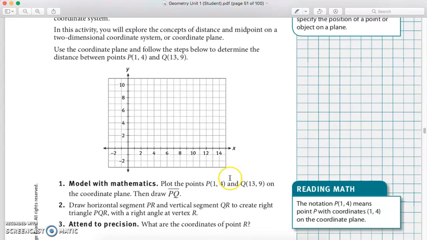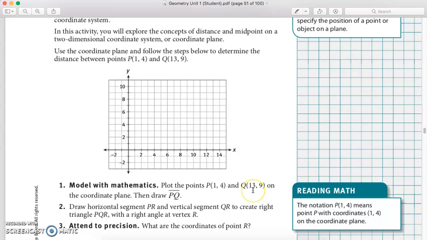So first step says to plot the points (1, 4) and (13, 9). So let's just do that together. I'm going to do it in blue. So we plot the point 1 over and up 4, right about there, and (13, 9) is right here. Okay, so we plot those points and then we draw PQ. So we're going to connect those with a segment as straight a one as we can. A little bit off there. Let's try again. Sorry, it's a little bit tough on this tablet to draw lines straight. Alright, so there we go. So we got P and Q.